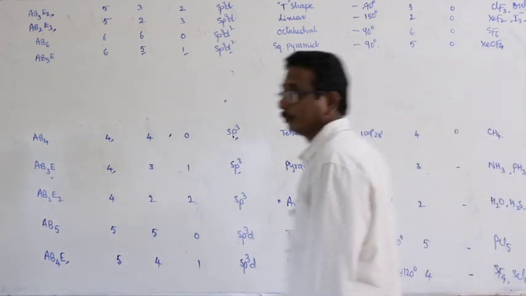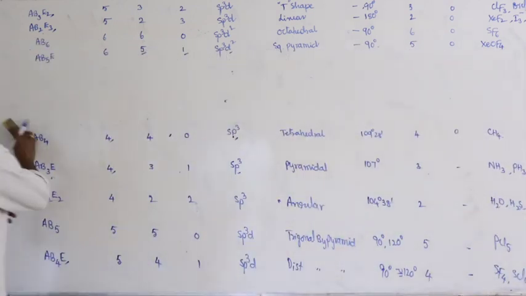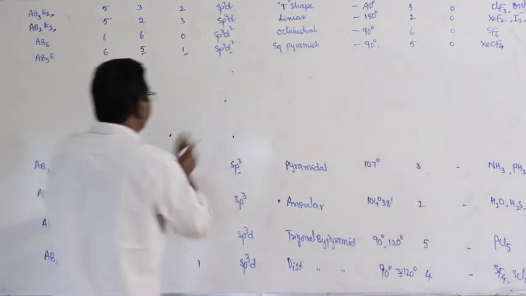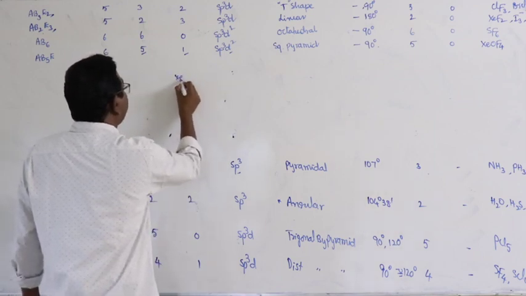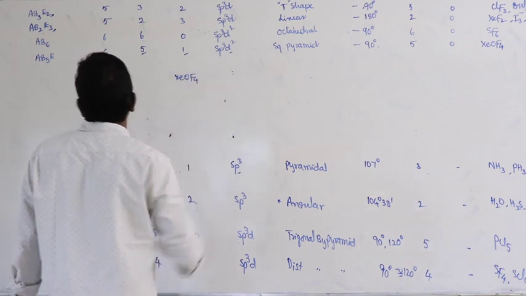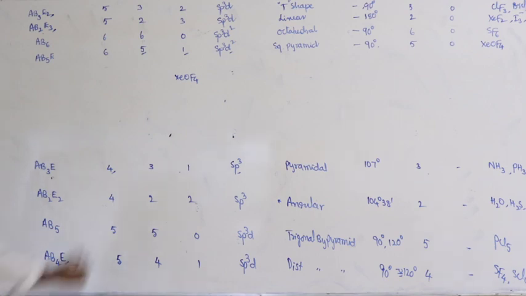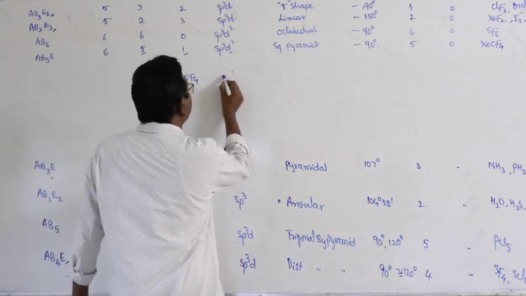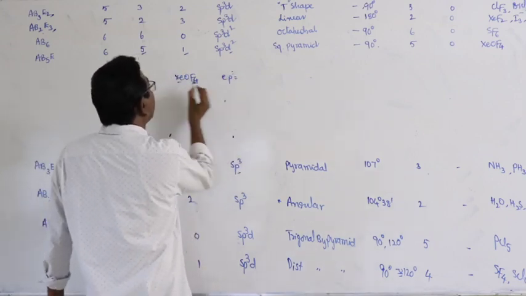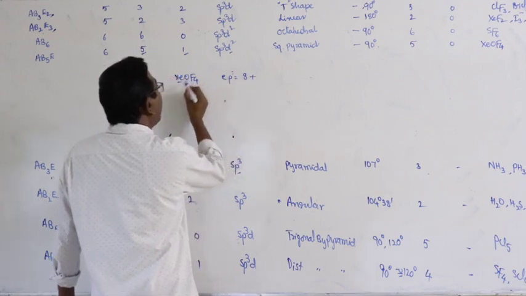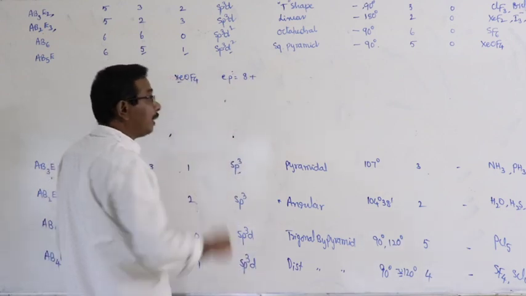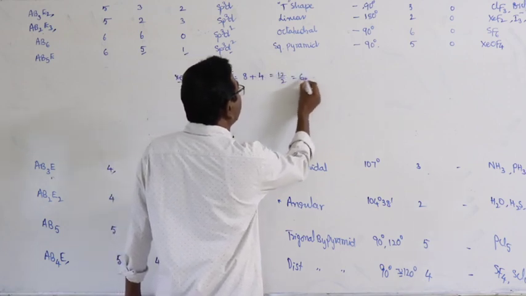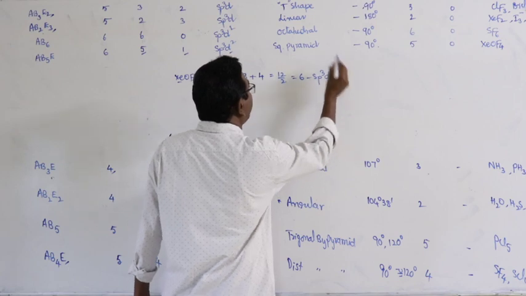Example: XeOF4. Look at the details. The bonded atoms are 4 fluorine atoms and 1 oxygen atom. Number of electron pairs is equal to central atom xenon 8, plus oxygen divalent 0, plus fluorine monovalent 4. 8 plus 4 is 12, divided by 2 is 6. Hybridization sp3d2. First step is clear.